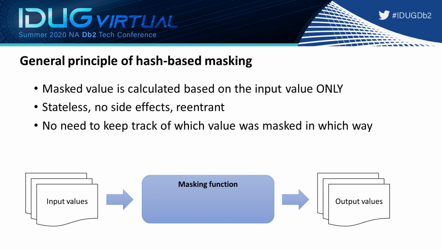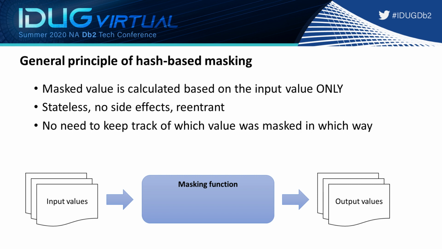From the point of view of a programmer, a hash function has several very nice qualities. It is stateless, so there is no need to keep track of any results that have been calculated. That means no extra flat files and no staging tables with information about which value was masked in which way. It has no side effects. A previous function invocation does not affect the next invocation, and it does not affect anything else either. And it is re-entrant, so it can be called in multiple parallel threads without the need to do any kind of locking.